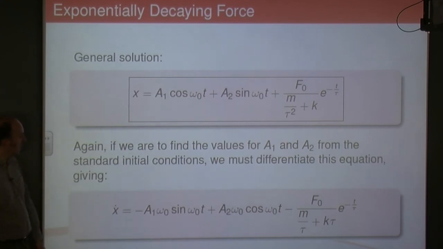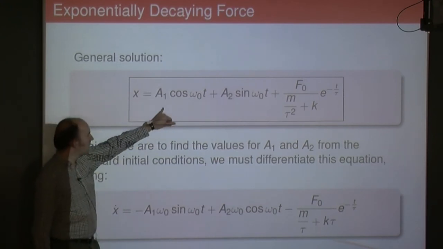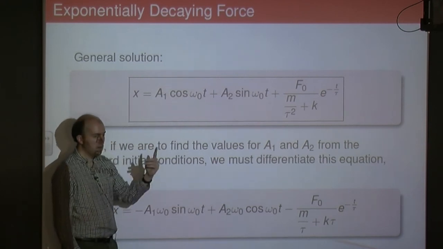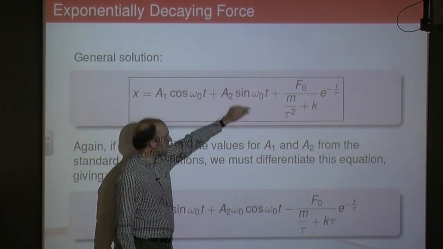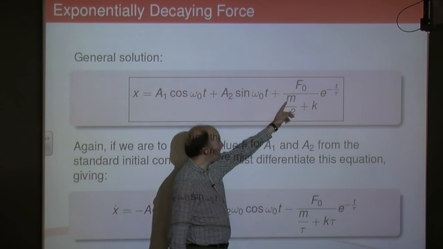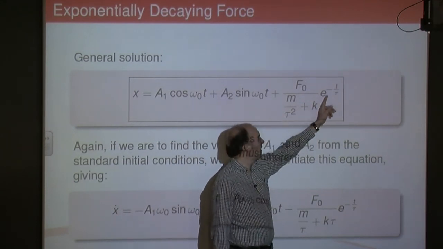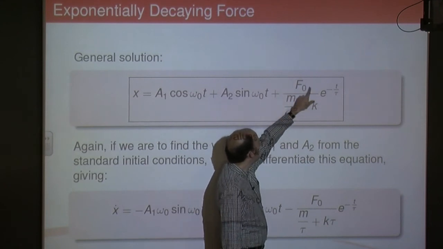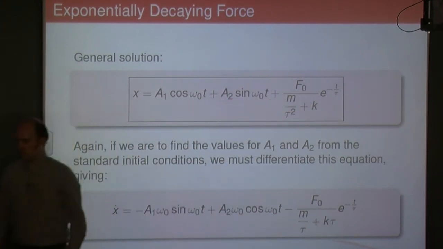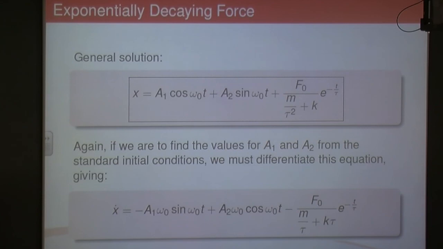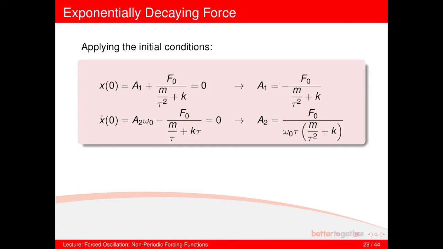Stick in t equals 0. What happens for this case? Obviously that's a1 times 1, and a2 times 0, so that term disappears. Over here, what happens if t is 0? What's e to the 0? 1. So we're left with this term plus a1. And so a1 must therefore be minus that term.